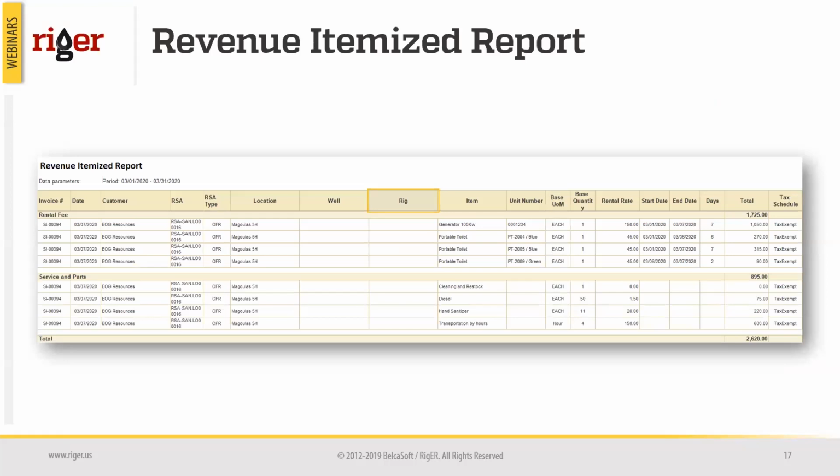The next report is a pretty new one because we have just recently developed that. We call this Revenue Itemized Report because it will break down all your invoices into one report and will show you line by line from the invoice how much revenue you have generated through the period of time. So actually you can sort and filter this report by customer or by specific location and see how much revenue it generated.